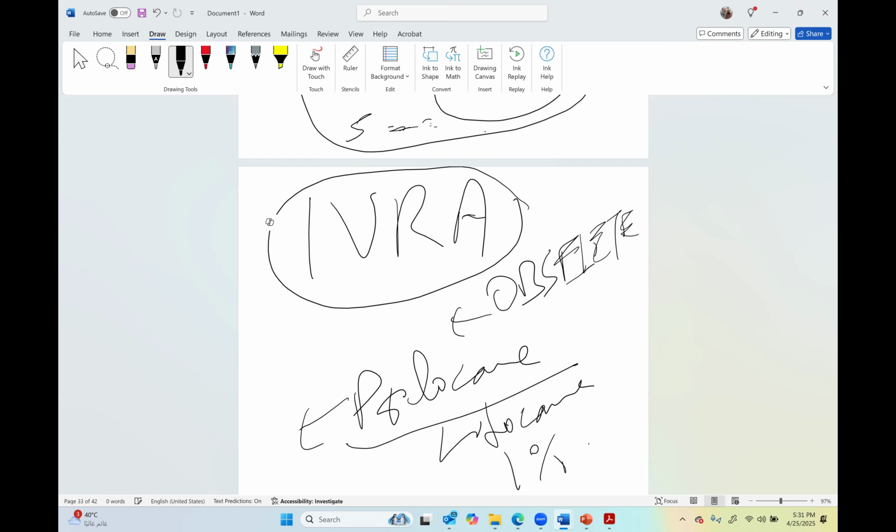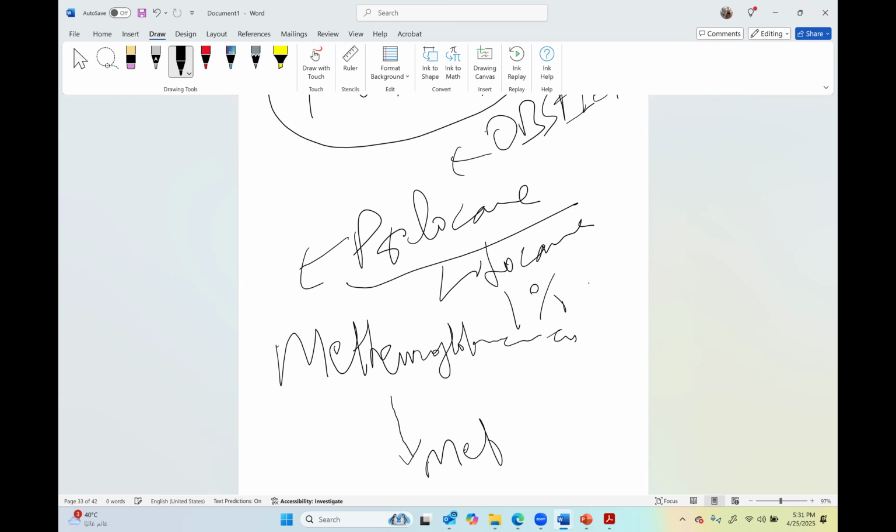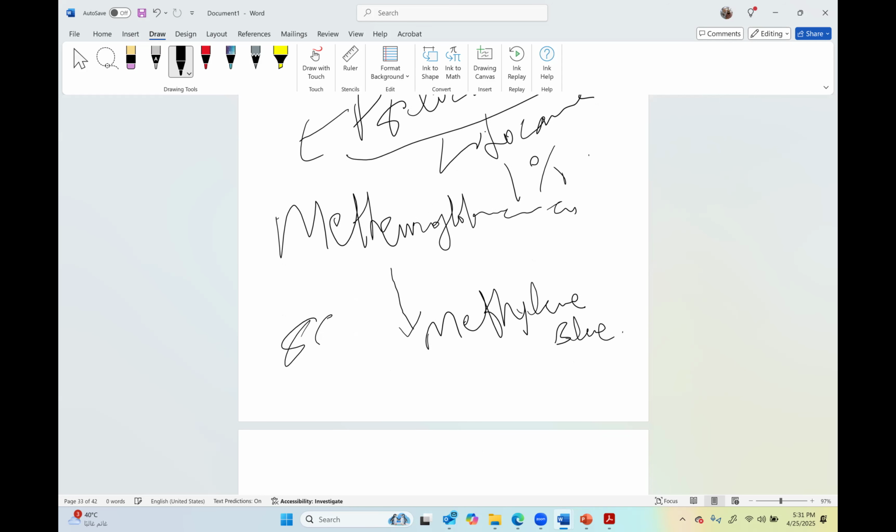Prilocaine is associated with which complication? Methemoglobinemia. Okay. What do you do with methemoglobinemia? Methylene blue. Okay. So an 85% saturation will be coming.